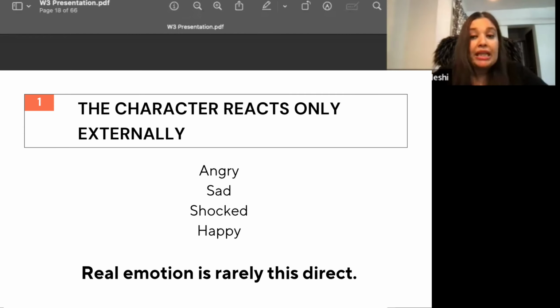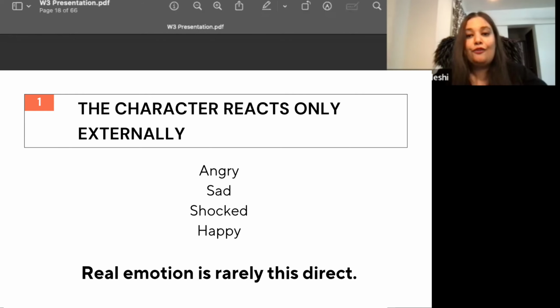Problem number 1: the character reacts only externally. They can be angry, they can be sad, they can be shocked, they can be happy. Real emotion is rarely this direct. One of the clearest signs of emotionally flat writing is emotionally literal behavior. The character is angry, so they shout. The character is sad, so they cry. The character is nervous, so they tremble. But psychologically, human emotion is rarely this straightforward.